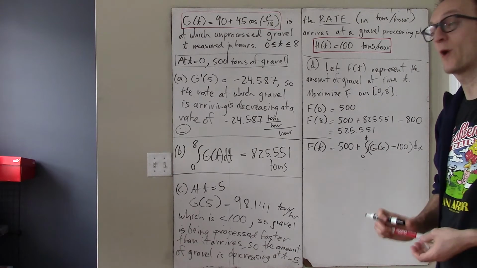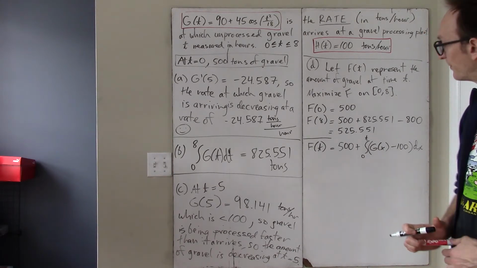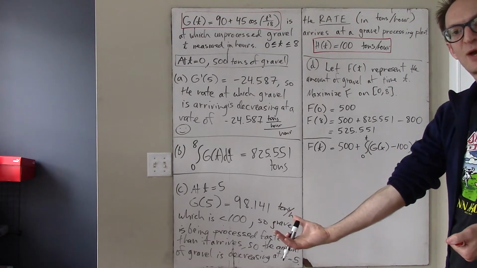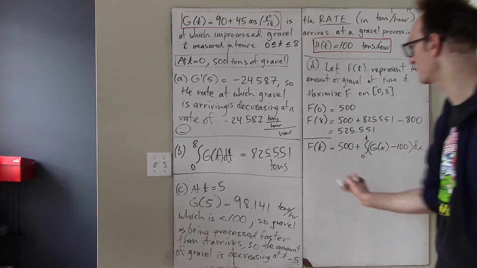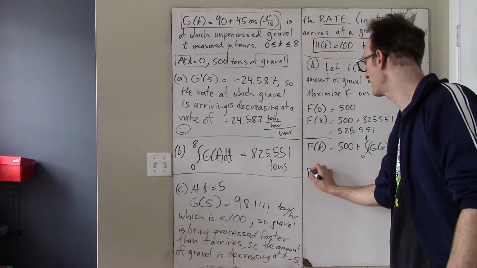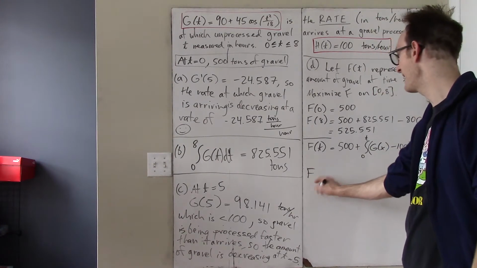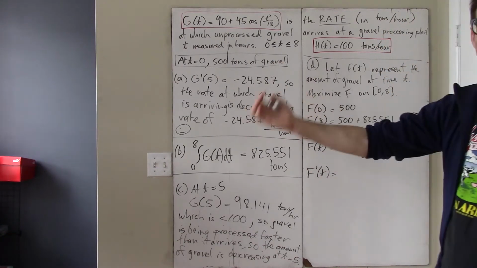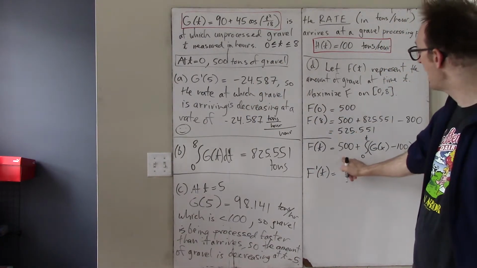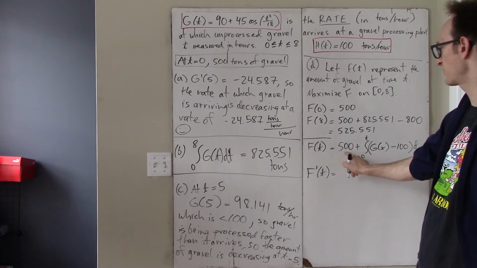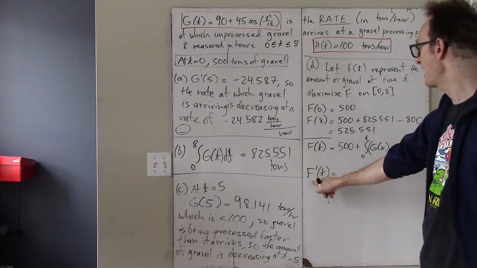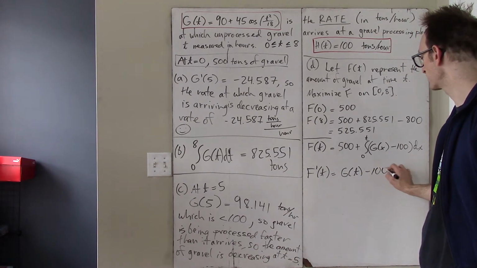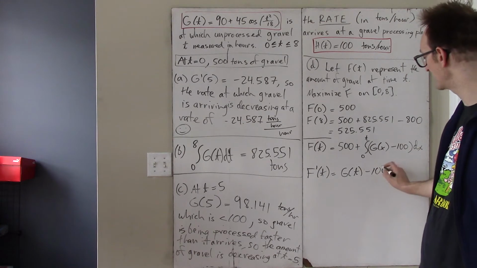I want to find where f has a relative maximum. Where does f have a relative maximum? Well, f has a relative maximum when the derivative changes from positive to negative. And so what we want to know is, what is f prime, the derivative of the amount of gravel at the plant at a given time? And now we just use the fundamental theorem of calculus. The derivative of 500 is 0, and the derivative of the integral is g of t minus 100, because the derivative of the integral of something is that thing.